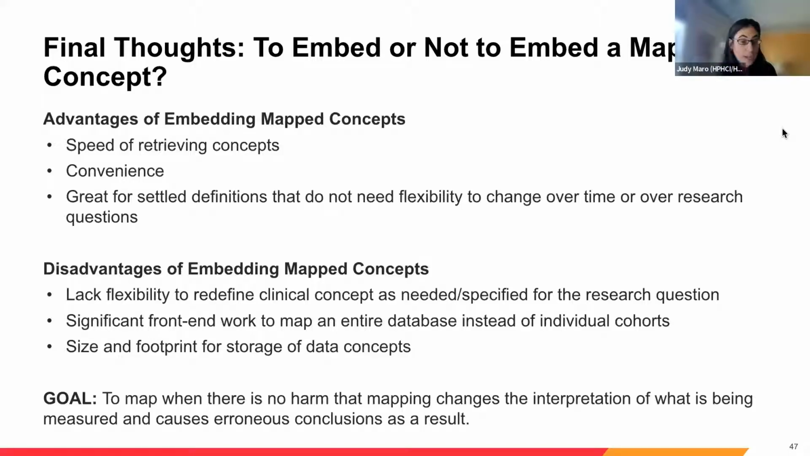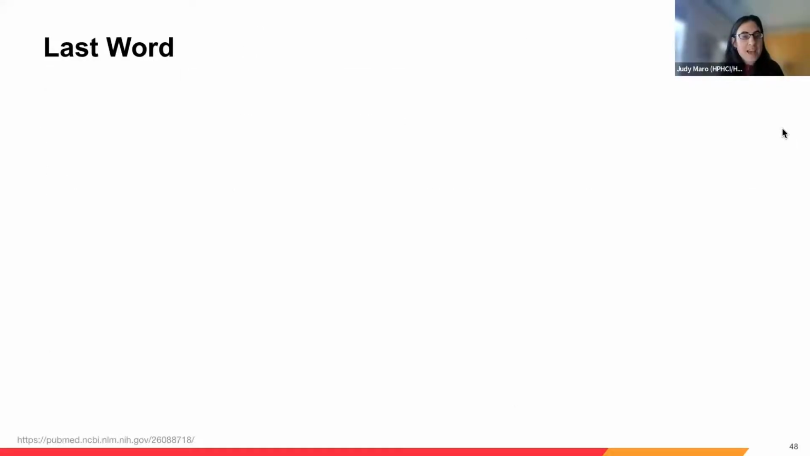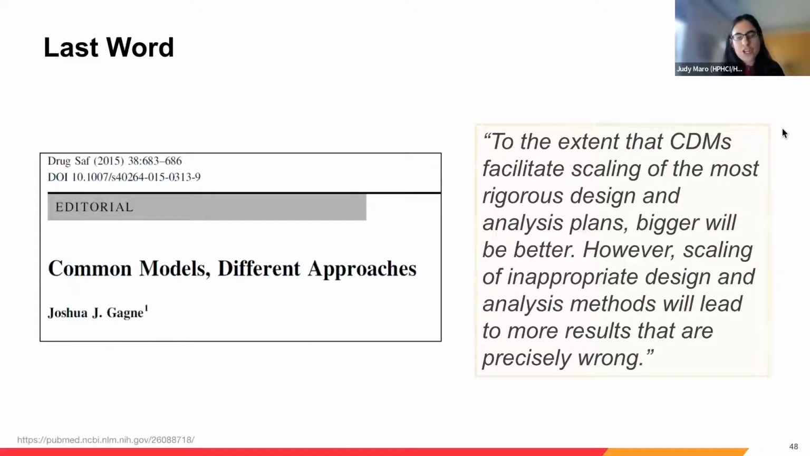So I think we could all agree that we would be fine to map when there's no harm, that mapping doesn't change the interpretation of what is being measured and would not cause erroneous conclusions or interpretations as a result of that mapping. And with that, I will leave you with the last slide here, and you can click this because there's an animation here. So this is one of my very best friends, Josh Gagne, who now happens to also be the head of epidemiology at J&J.